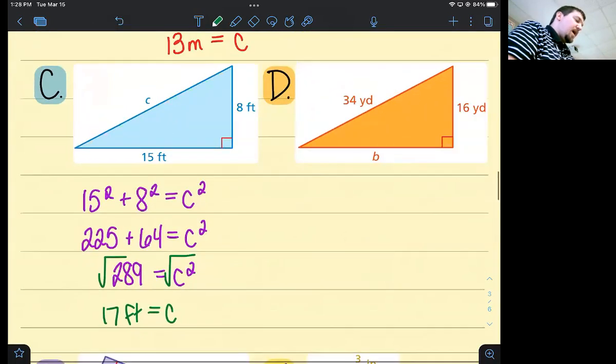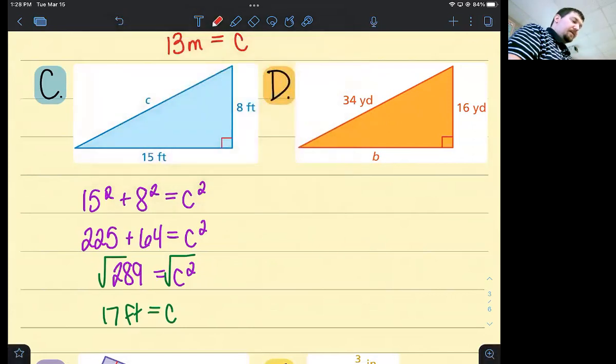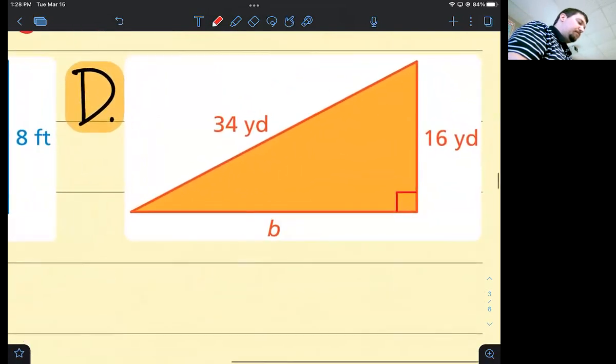All right. So 8, 15, 17 is a Pythagorean triple because they're whole numbers that satisfy the Pythagorean theorem. Let's see if this one's a Pythagorean triple. I'm missing one of the legs. Maddox, you want to walk me through this problem? How would I set it up?